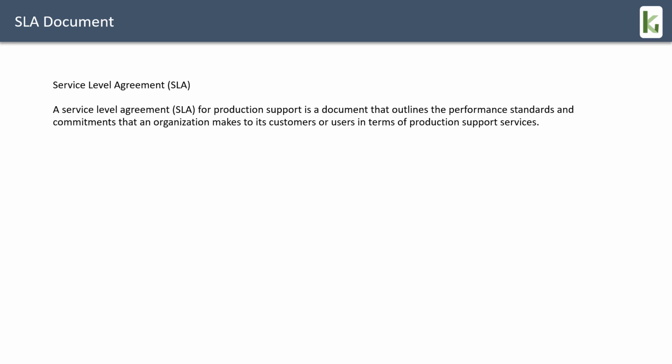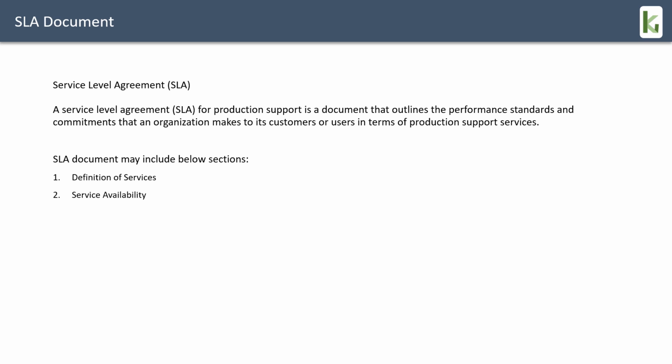Here are some key elements that might be included in the SLA for production support. First is definition of services. This should clearly define the scope of the production support services being offered, including any specific technologies or systems that are covered. So definition of services is very important because it will outline what services particularly are in scope for this particular agreement, and hence it should be defined very clearly.